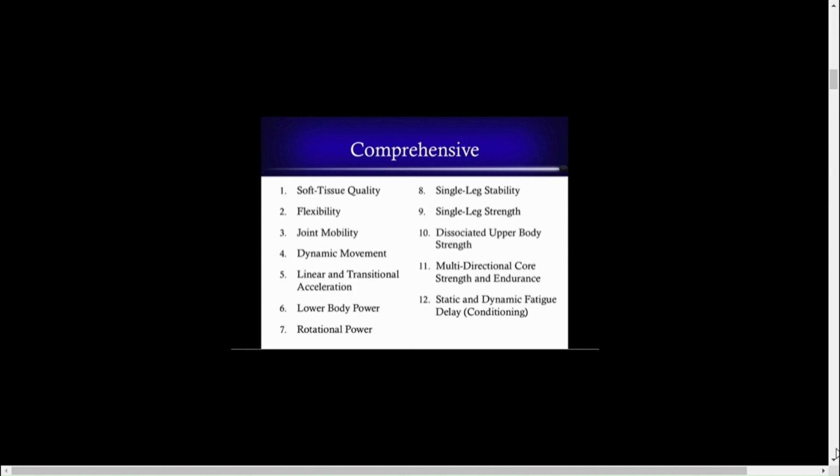The exact makeup of any program is going to depend on a number of factors, including the age of the player, their training background, and the time of year. But almost without exception, hockey training programs should have components that address soft tissue quality, static flexibility, joint mobility, dynamic movement pattern quality, linear and transitional acceleration, lower body power, rotational power, single leg stability and strength, dissociated upper body strength, multi-directional core strength and endurance, and finally, static and dynamic fatigue delay. Again, this is every program, so even if a player's only goal is to improve speed, all of these things need to be present in the program because all of these attributes complement each other.